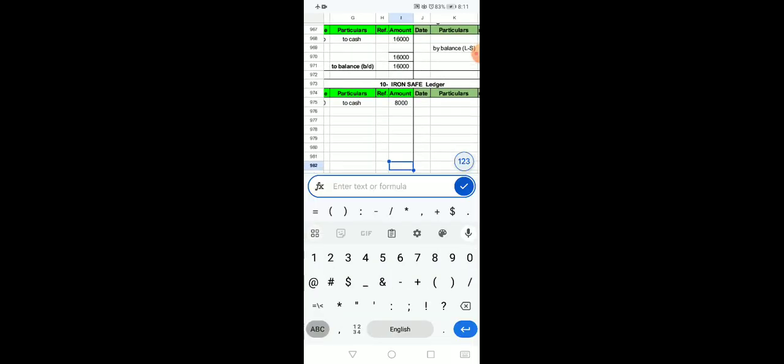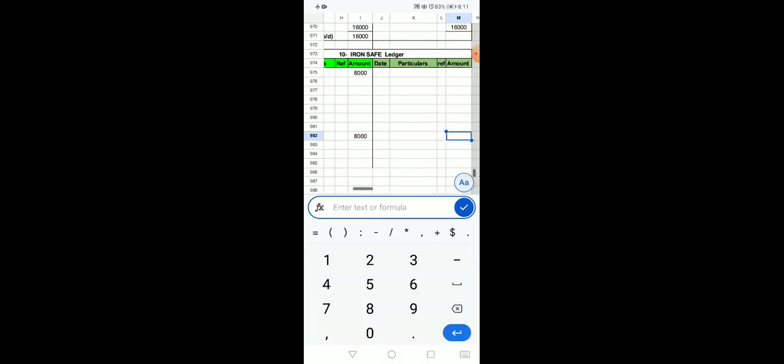Now it's time to calculate the balance. For balance, you will take the sum of both sides. Sum of debit side is 8,000. There is only one amount present over here. Nothing is present on credit side, so sum of credit side is 0. Make a comparison of both sums, 8,000 and 0.